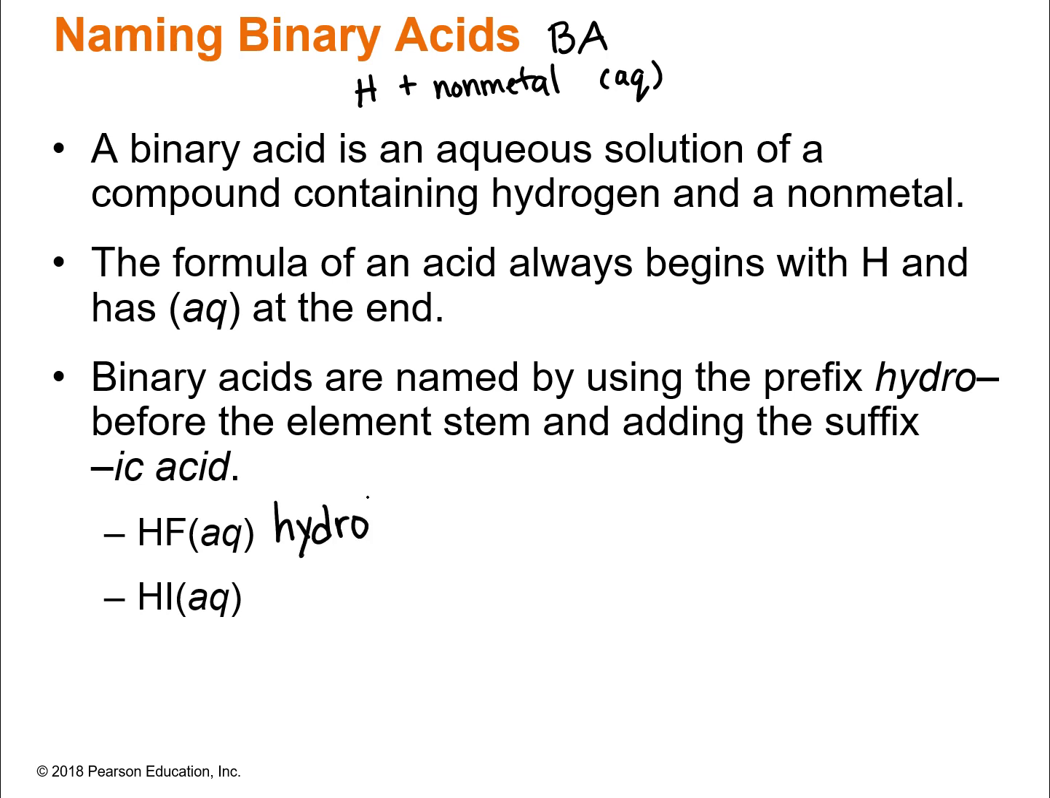Always start with hydro. That describes the hydrogen. Next, we deal with the nonmetal. F is fluorine. We just want the root. So we're going to use fluor. Follow that with ic and the word acid.